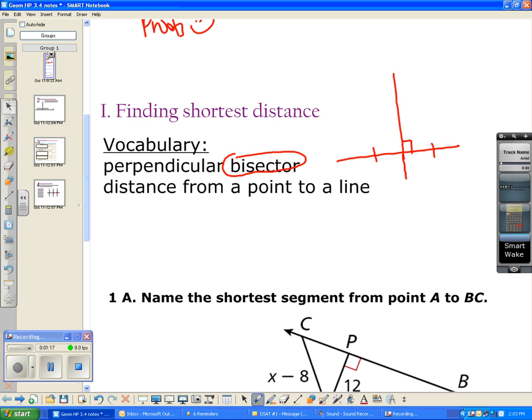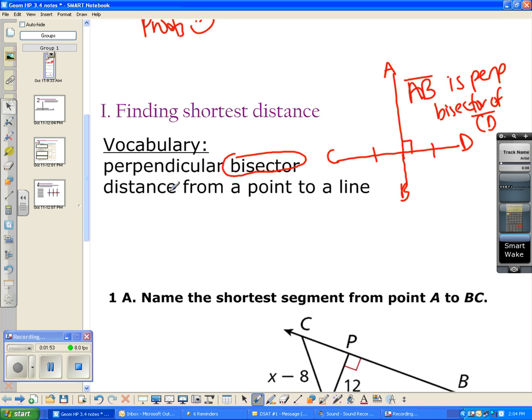So for example, I could draw something like this. The bisector is not necessarily being cut in half, right? This top piece doesn't look like this bottom piece. So if I wanted to say that AB is the perpendicular bisector of CD, that means that CD is the thing being cut in half, and AB is doing the cutting. So it's perpendicular bisector.